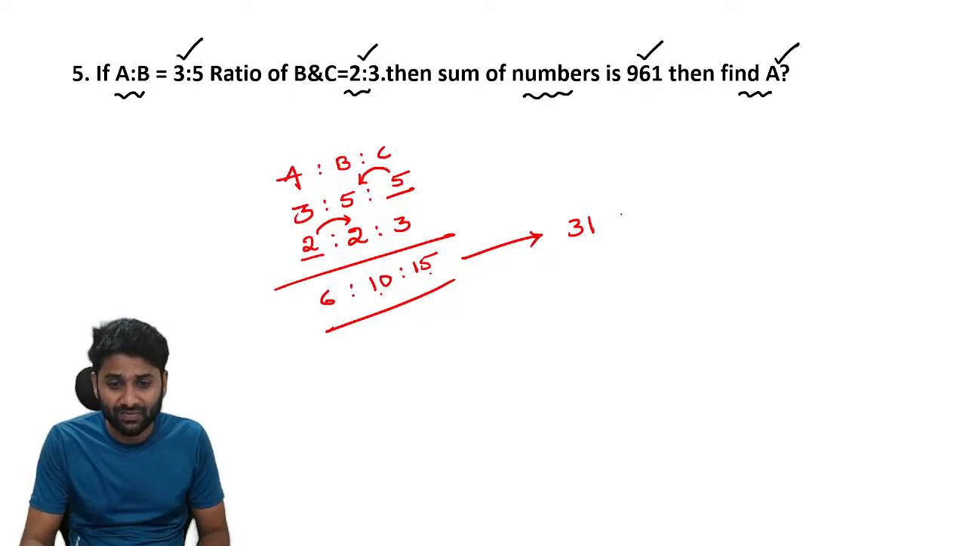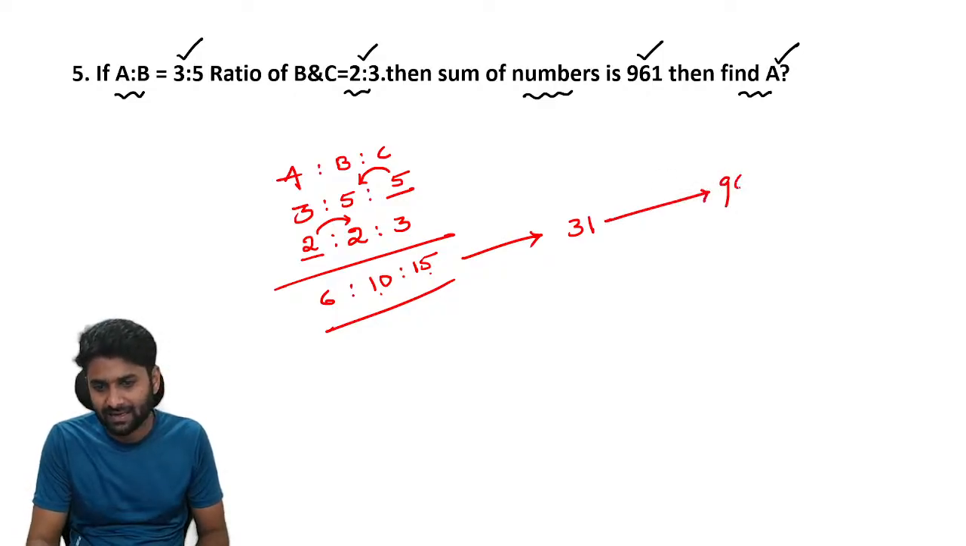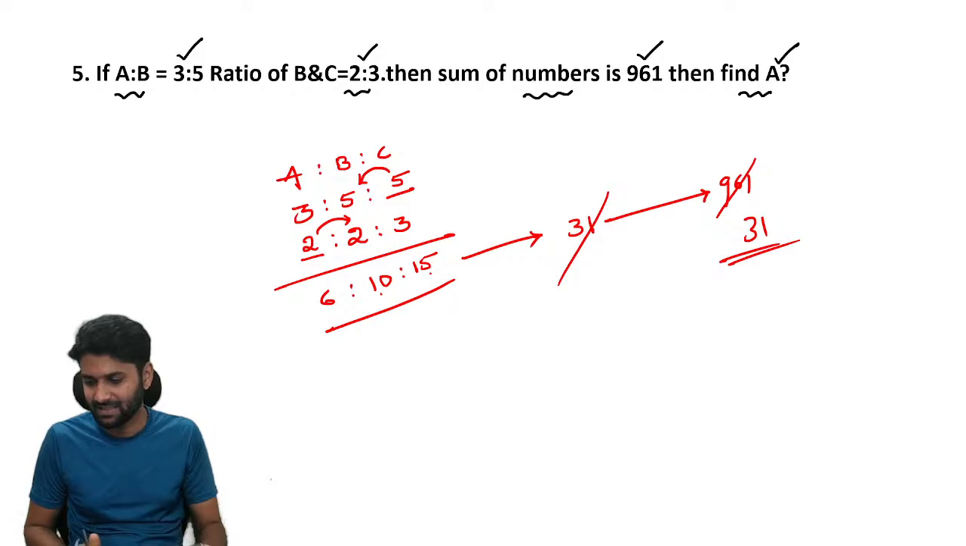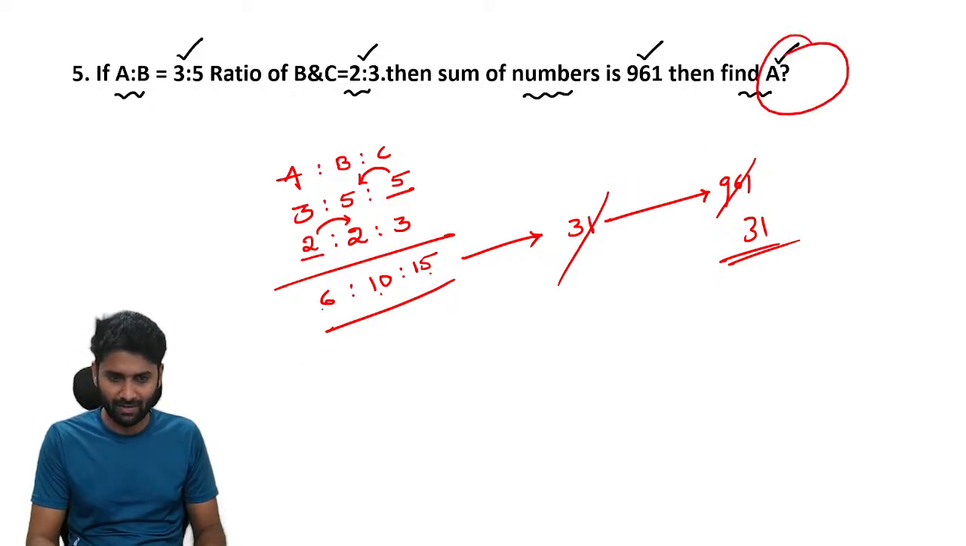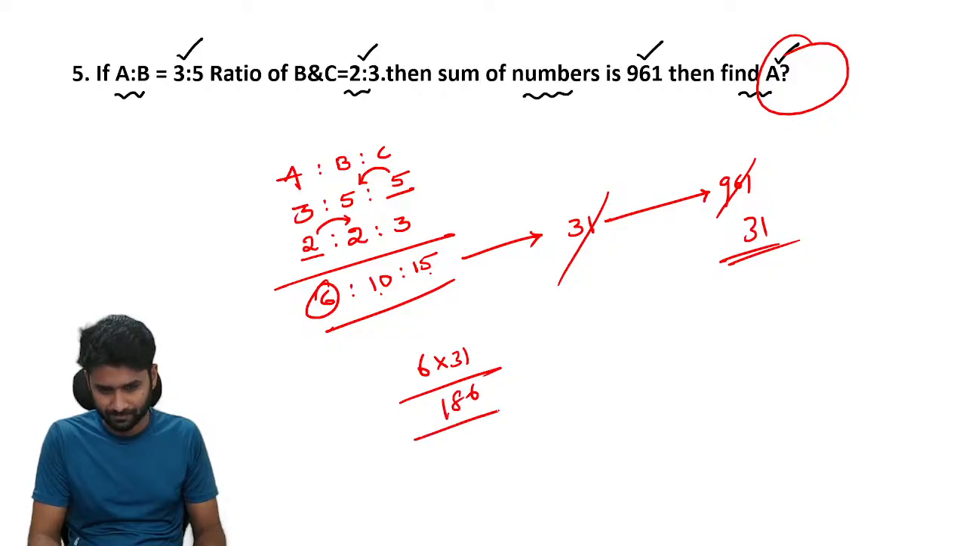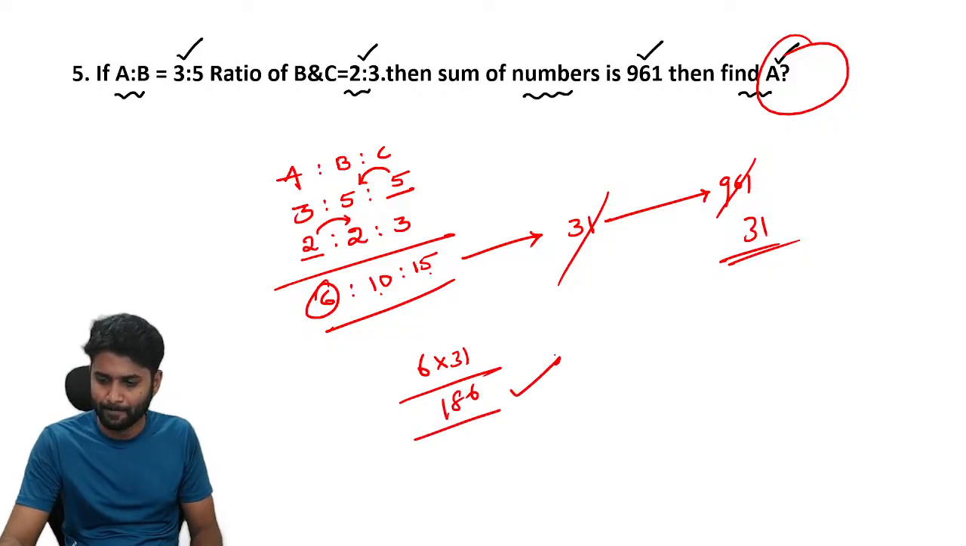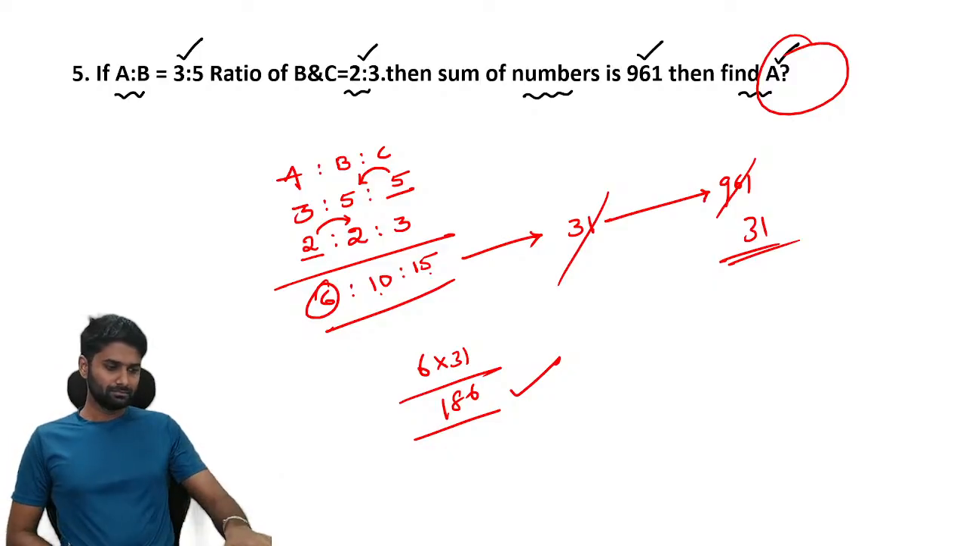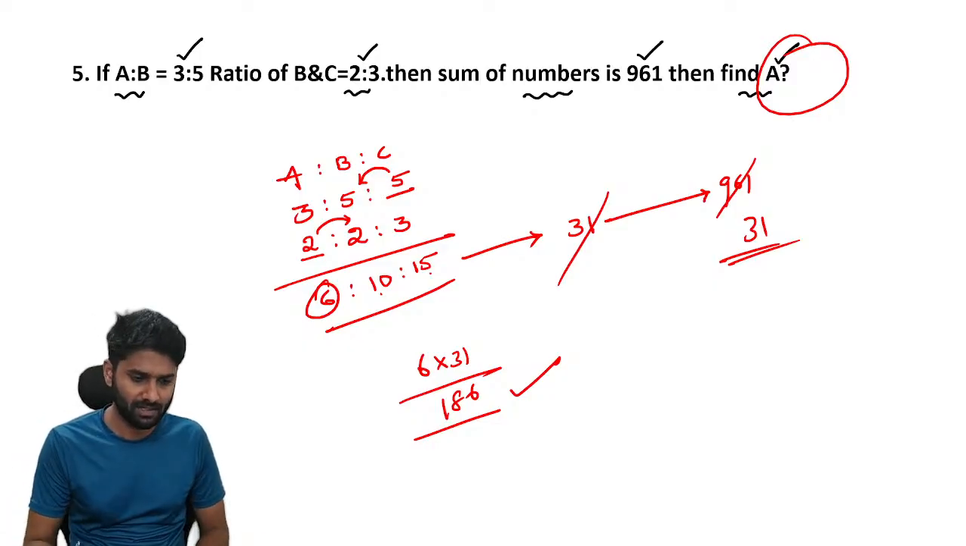But instead of 31, they gave 961. It means each quantity is 31 units. So find the A value. A value is 6, so 6 into 31 is 186. Clear? Question number 5.